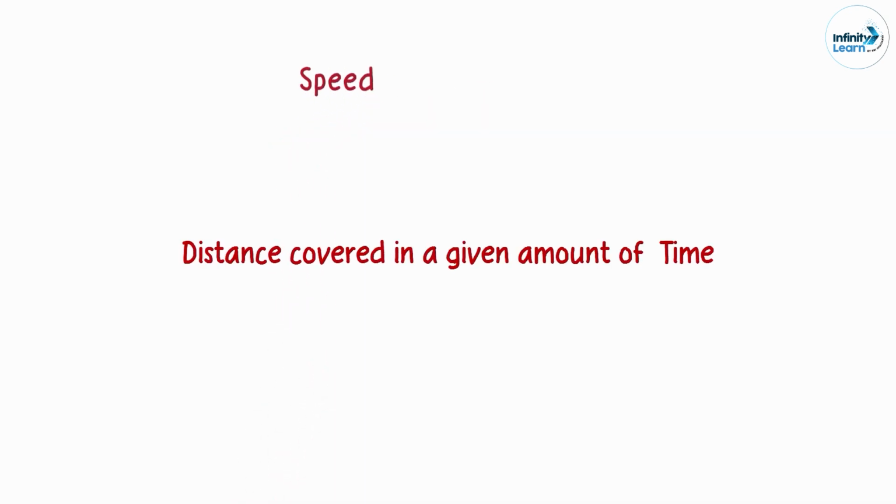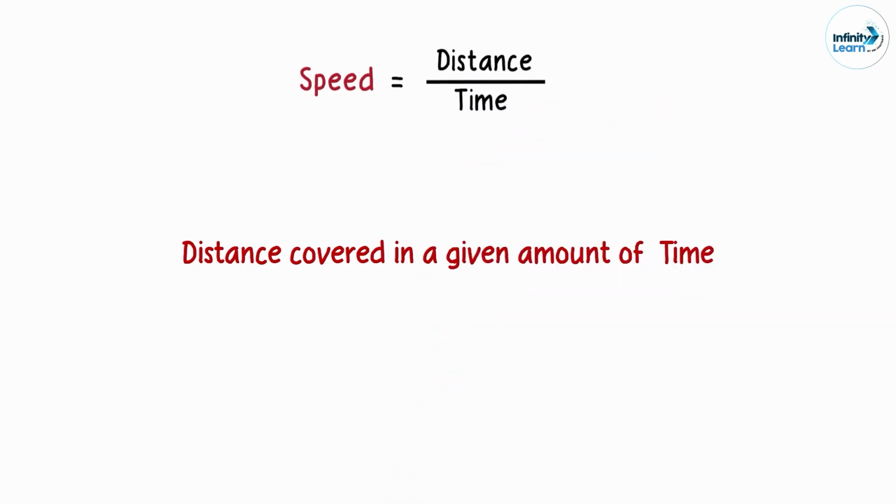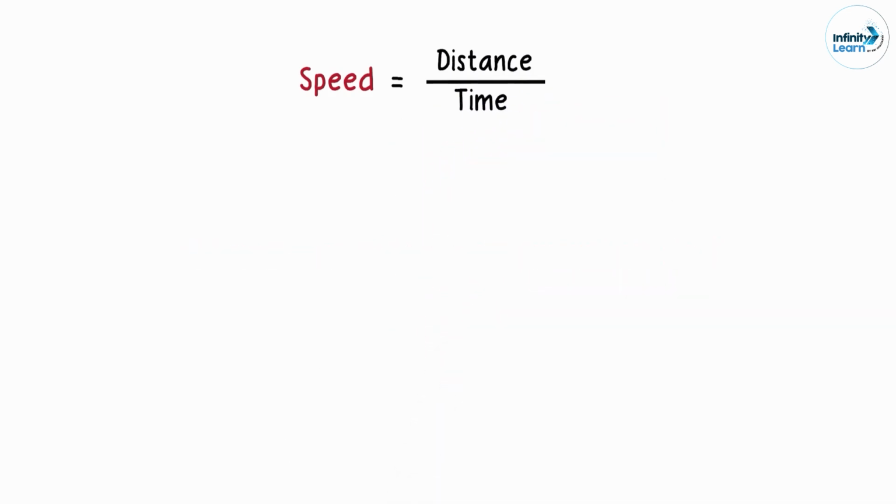We have seen previously that speed is the amount of distance covered in a given amount of time. It's nothing but distance covered over the time taken to cover that distance. Simply put, it tells us how fast an object moves. Also, if we know the speed and the time taken to cover a distance, we can easily find the distance covered.